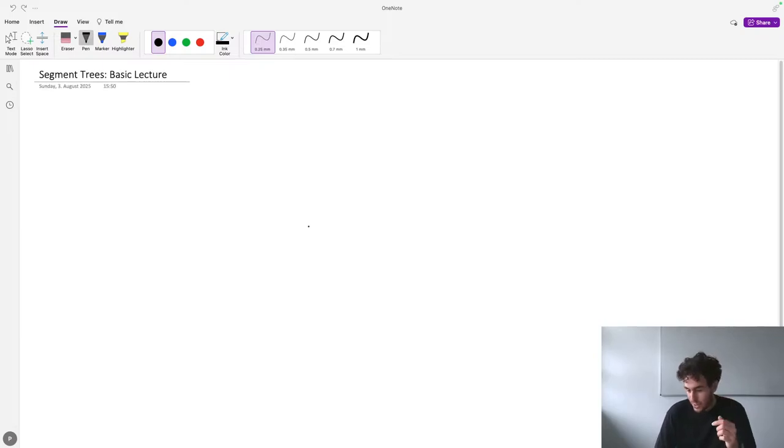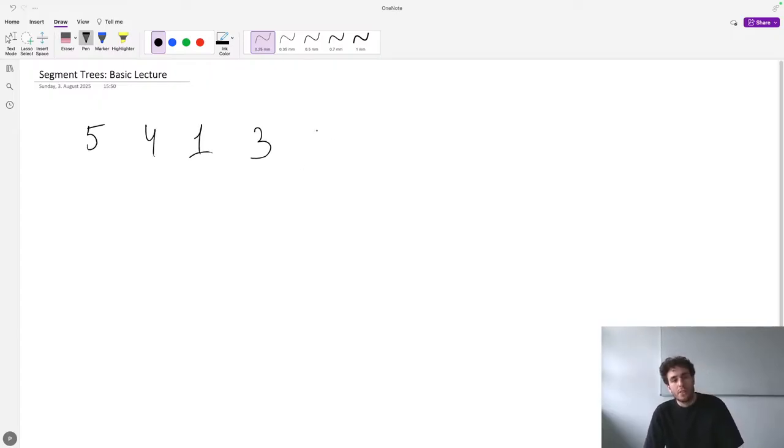What are segment trees and why do we need them? Let's start with a very basic problem that I hope everybody knows how to solve. Imagine that we have an array that contains some integers, for example, 5, 4, 1, 3, 2, 7. And I ask you to answer queries: sum on a segment.